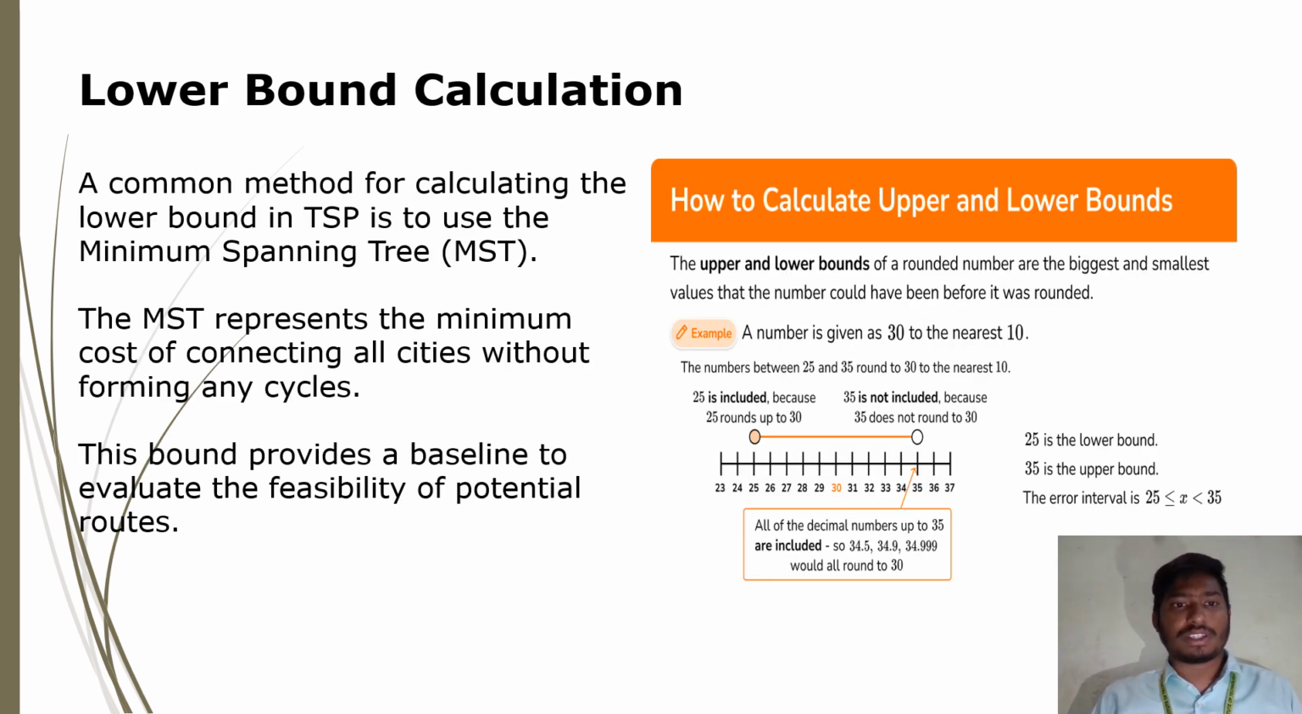Lower bound calculation. A common method for calculating the lower bound in the traveling salesperson problem is to use the minimum spanning tree. The minimum spanning tree represents the minimal cost of connecting all cities without forming any cycles. This bound provides a baseline to evaluate the feasibility of potential routes.